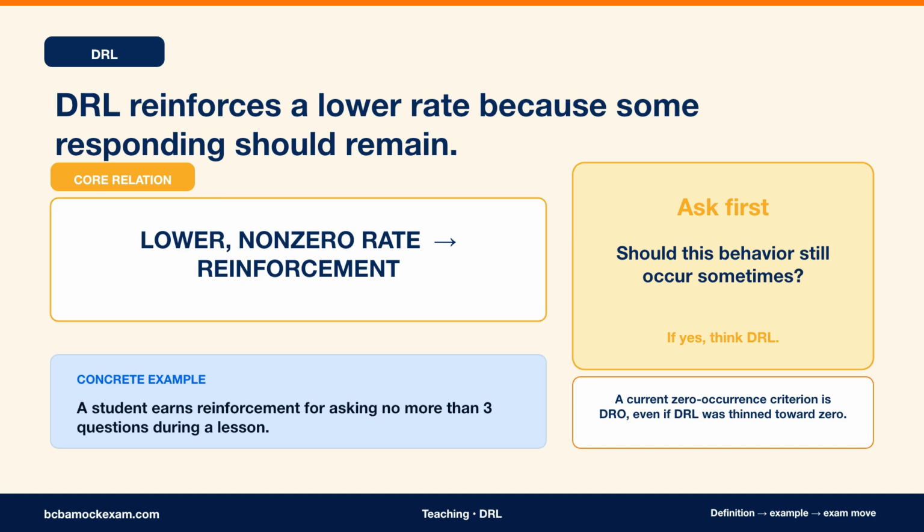DRL reinforces a lower rate of the same response when some responding should remain. For example, reinforcement may follow no more than 3 appropriate questions during a lesson. The current criterion is lower, but not 0. A plan may thin criteria over time, but a step requiring 0 occurrences is classified as DRO.